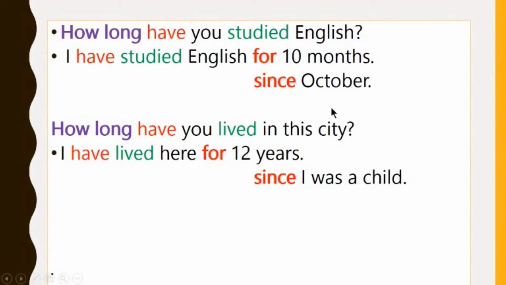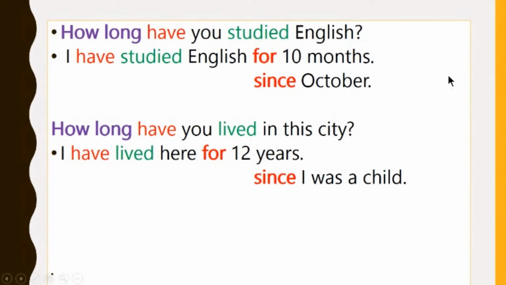Okay, so let's ask one person here. Let's go with Hyomara. Hyomara, are you there? Yes, teacher. Hyomara, how long have you studied English? I have studied English for 10 months, no, 11 months. 11 months, okay. So now let's go with, I don't know, Ricardo. How long have you lived in this city, Ricardo? I have lived here for 15 years. 15 years, okay.